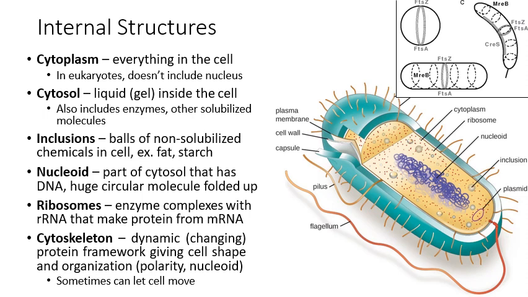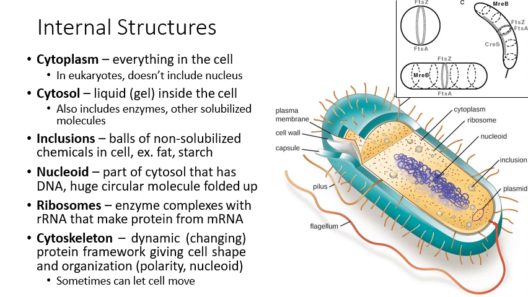That's just a word that means all the stuff in the cell. For a eukaryotic cell, the cytoplasm does not include the nucleus. It's everything else in the cell. But for prokaryotes, since they don't have a nucleus, it's just everything inside the cell. Then you also have the cytosol, which is the liquid stuff inside the cell.